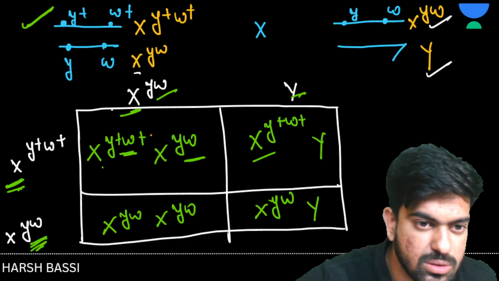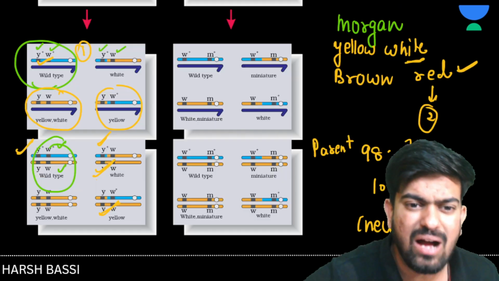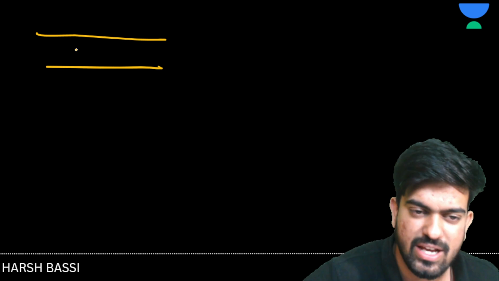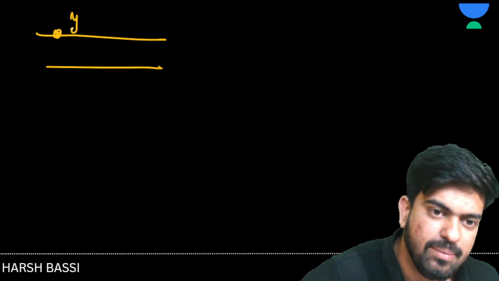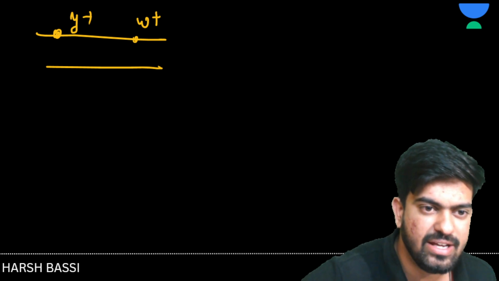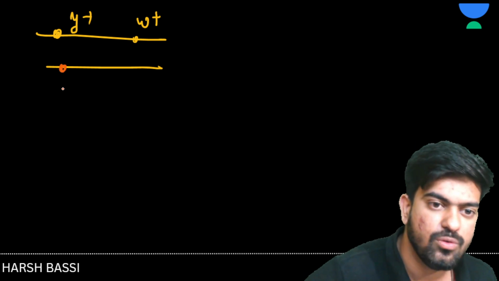Yes or no? Yes. See, so if I talk about how the new combination is formed, if this is the doubt, I'll answer you. See, what can happen now? We know that in pachytene crossing over takes place, right? So let's suppose we have this. Here we have Y plus and W plus. Okay. And then we have what? We have Y and W.